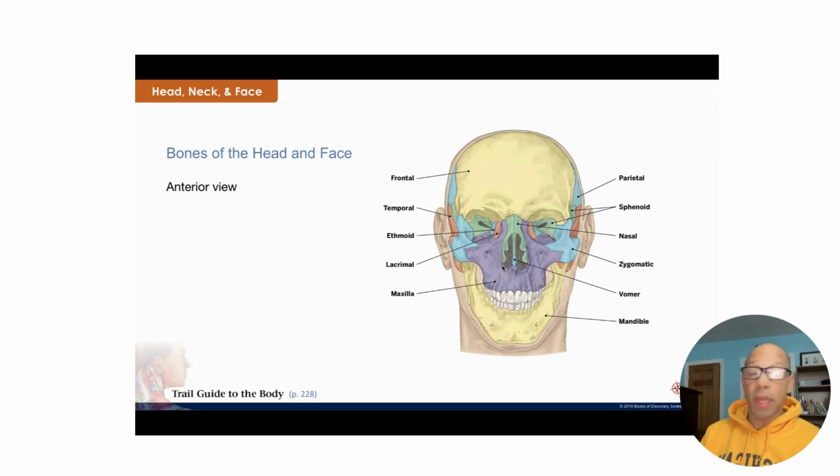So we have, and there's a couple of them that are hard to see in the book as well. So this you might find on page 222, and most of these slides have a page number on them, so you can find those easily. I should have said that earlier, in your Trail Guide to the Body book. So let's start here, and I'll give you a mnemonic to remember this as well.